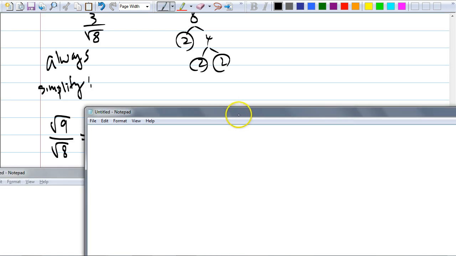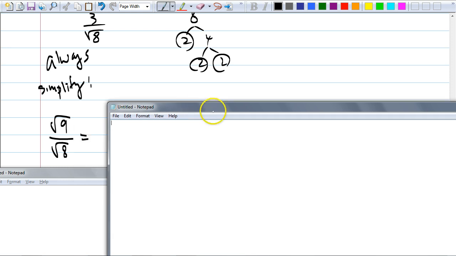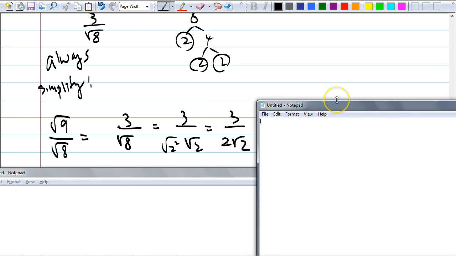Alright, so when you do, did you all get the square root of 8? What's the square root of 8? That simply becomes, did you all get 2 times 2 times 2? I even wrote it out: square root of 2 times square root of 2 squared times square root of 2. So it becomes 3 over 2 rad 2. Isn't that what we get? So after you simplify, that's when you get rid of the square root.